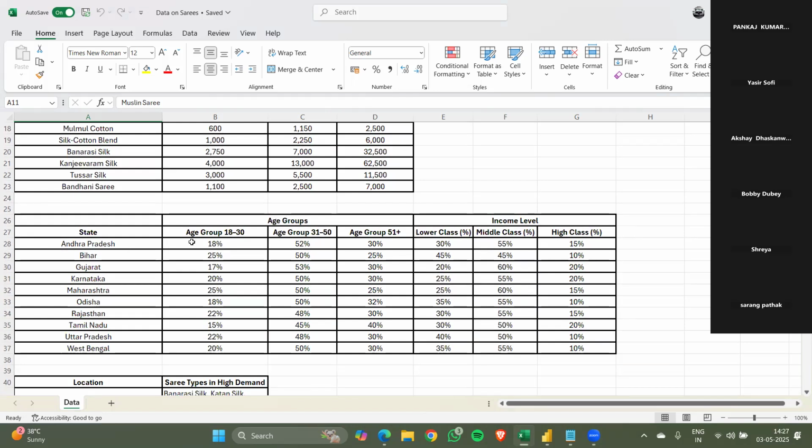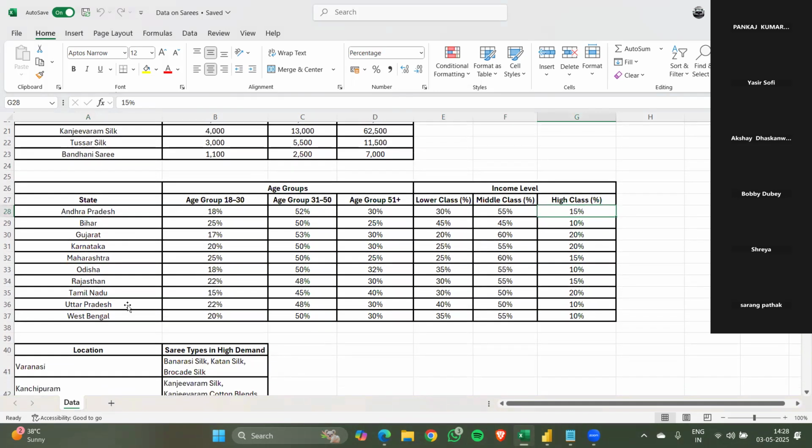In Andhra Pradesh, for the age group 18 to 30 years, the share of the population buying sarees was 18%, for 31 to 50 it was 52%, and for people aged 51 and plus it was 30%. Also in Andhra Pradesh, the lower class people buying sarees were 30%, middle class was 55%, and high class was 15%. So this was for the states and the age groups.